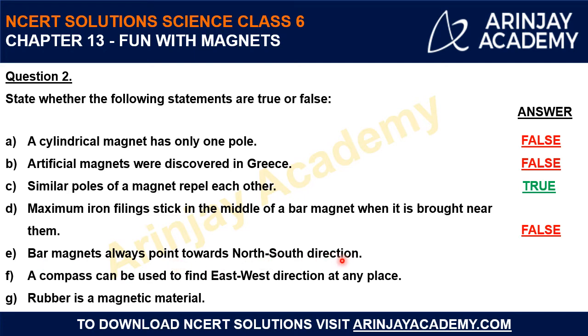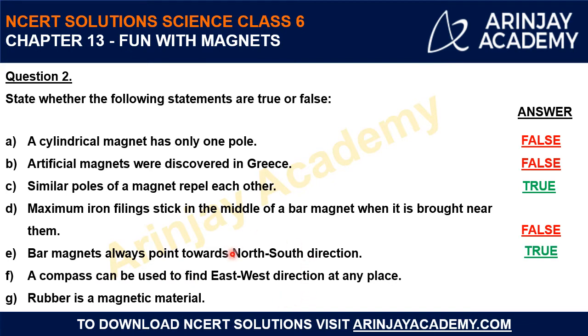So again, you know that bar magnets are in fact used to determine directions because they align themselves along the north and south. So therefore, this is correct. They always point towards the north and south direction. Then a compass can be used to find the east-west direction at any place.